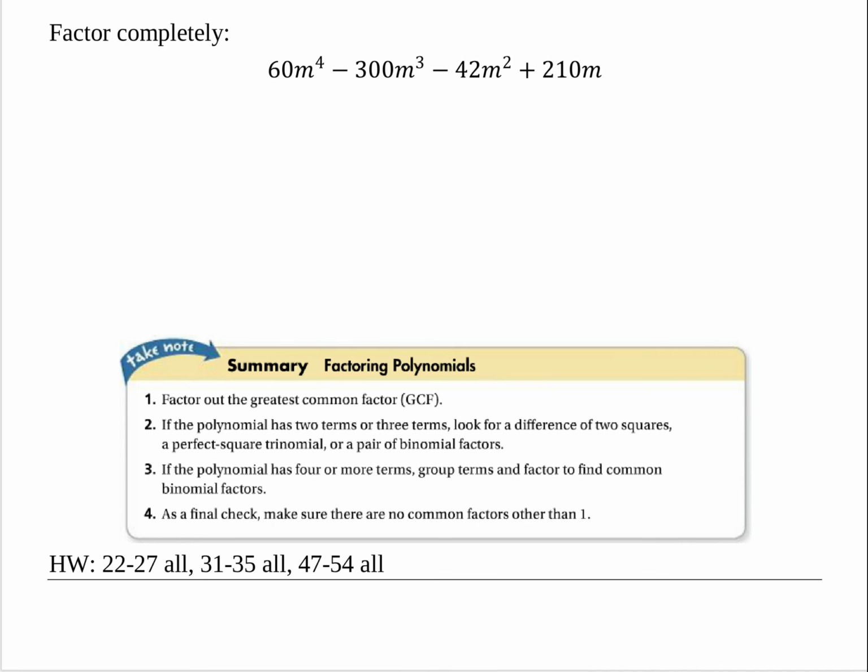So what do we have here? Do we have a GCF? What is it? 6. Just 6? Yes. If you look at the 42, 6 times 7, 7's prime, so there's nothing more than that. So just 6, what about the letters? M, yeah, I can pull an M out. So times what's left over?